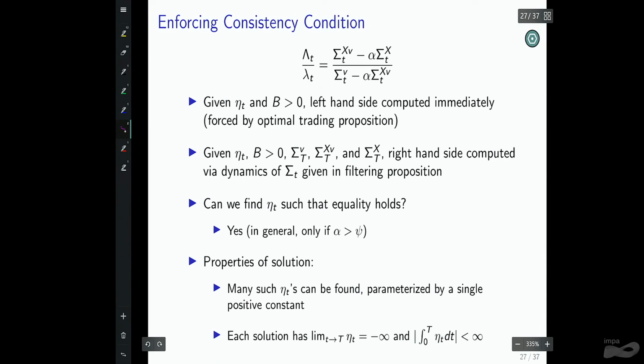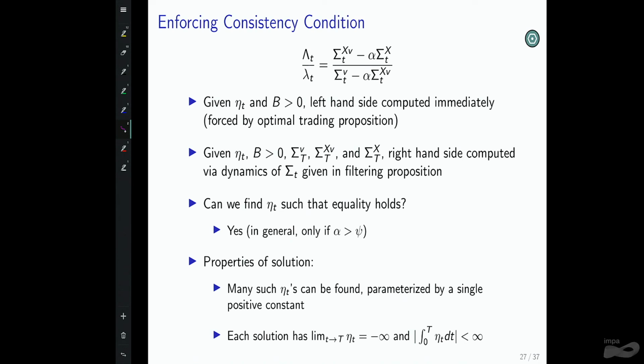So the question is, can we do this? Well, it turns out we can, but only if alpha is greater than psi. This is another thing we can't really explain in terms of the general properties of equilibrium. I've set psi equal to 0 in all the expressions I have previously, but like I said, we can do everything with non-zero psi. But this step completely breaks down if alpha is less than or equal to psi. And we don't really know why.